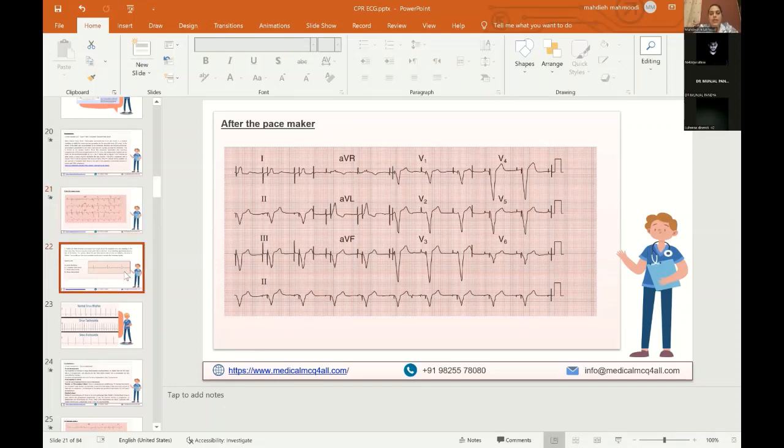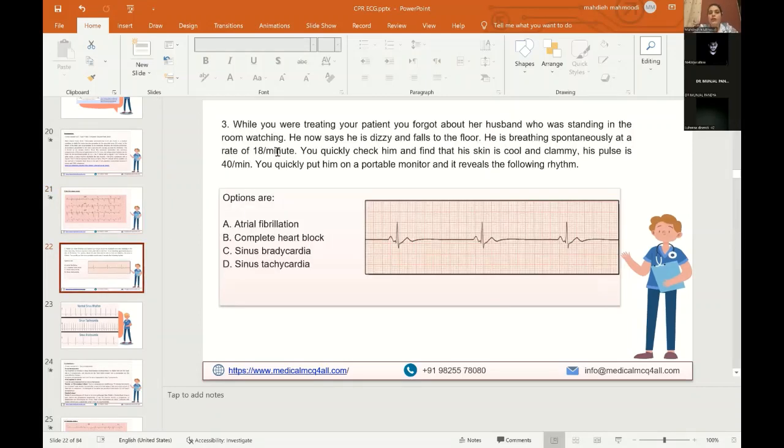Okay, next question. Number 3. While you were treating your patient, you forgot about her husband who was standing in the room watching. He now says he's dizzy and falls to the floor. He's breathing spontaneously at a rate of 18 per minute. You quickly check him and find that his skin is cold and clammy. His pulse is 40 per minute. You quickly put him on a portable monitor, and this is what it reveals. What is it? A, atrial fibrillation, B, complete heart block, C, sinus bradycardia, and D, sinus tachycardia. Give me answers. 10 seconds, everyone.